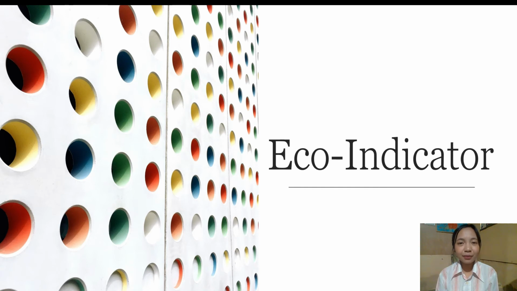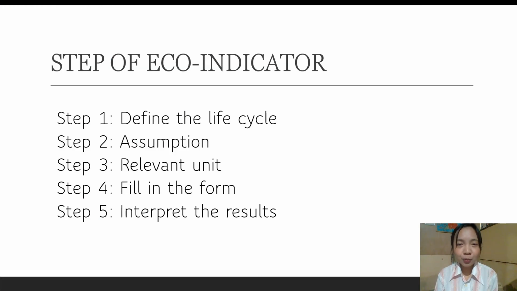I will continue the presentation with Eco Indicator. Eco Indicator is a simple life cycle assessment tool that enables the stage of the life cycle that causes larger environmental impact to be identified. There are 5 steps that should be performed to complete one Eco Indicator analysis.